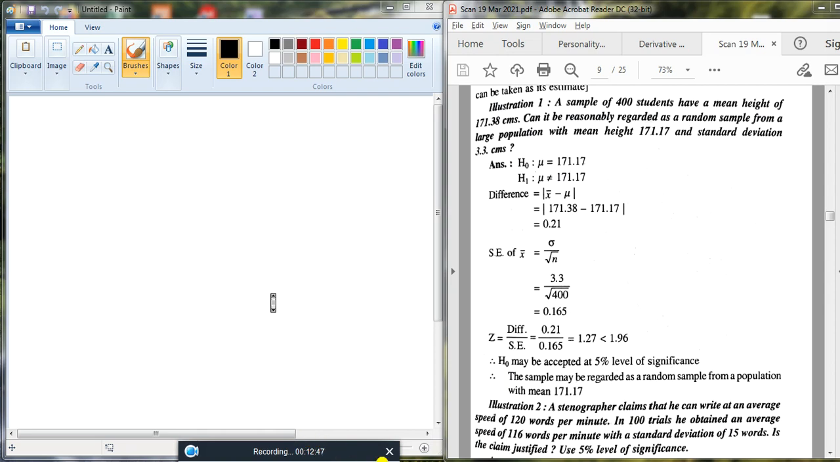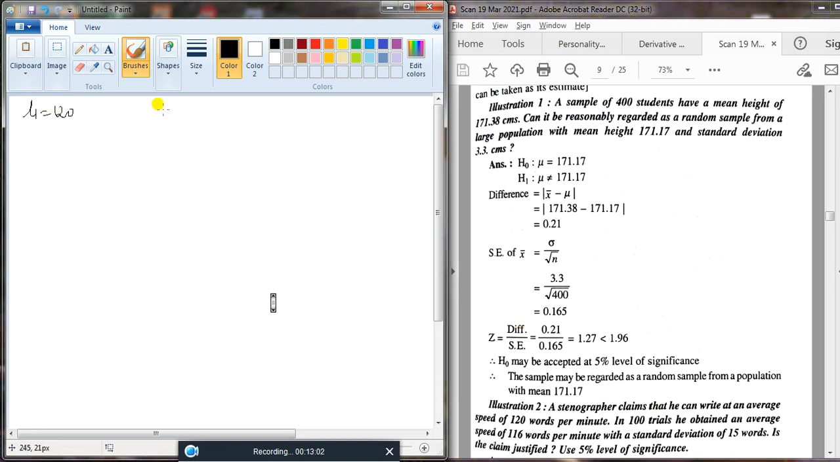Now let's check the information. Stenographer claimed that he can write at an average speed of 120 words per minute. So the population mean value is 120. Now in 100 trials, he is going to attempt 100 trials, that is n is equal to 100. The sample is of 100. The average speed that came out is 116. And the standard deviation that came out is s, actually 15.